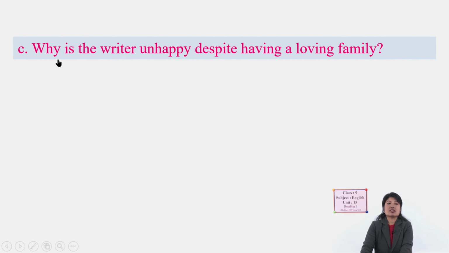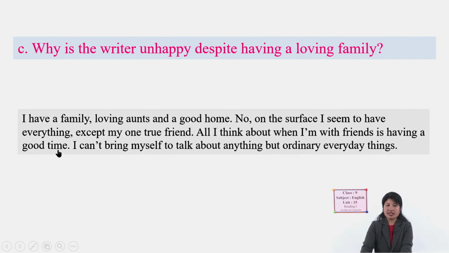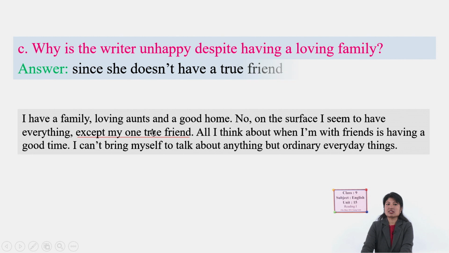Moving to number C. Why is the writer unhappy despite having a loving family? She was not happy. Okay, why? Somewhere you can find the answer over here. Let me underline this: "except my own true friend." She was longing to have a good friend, a loving friend, a true friend. That was the reason, since she doesn't have a true friend.